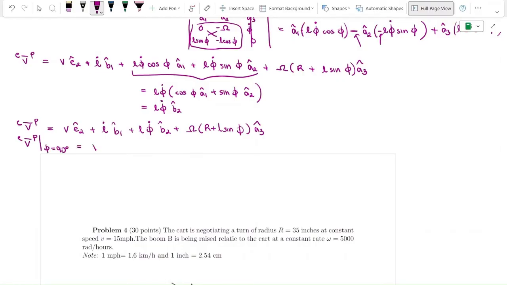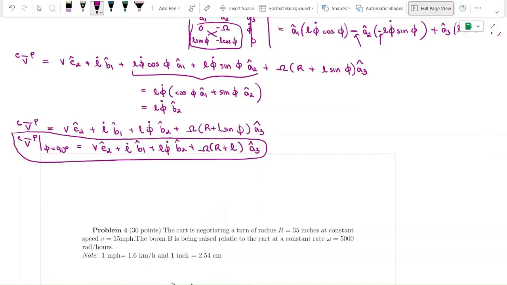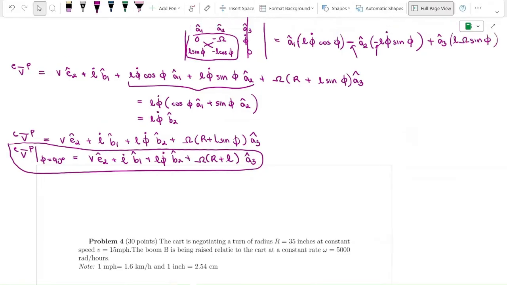So we plug in phi equals 90. And this gives us V A2 hat plus L dot B1 hat plus L phi dot B2 hat plus omega R plus L, because sine of 90 degrees is just 1. So our final expression when phi is 90 degrees is this. Okay. Now we go on to the next part, which is the acceleration.